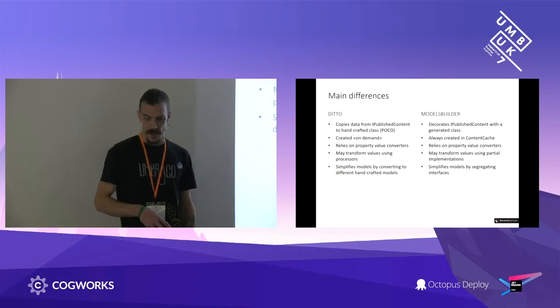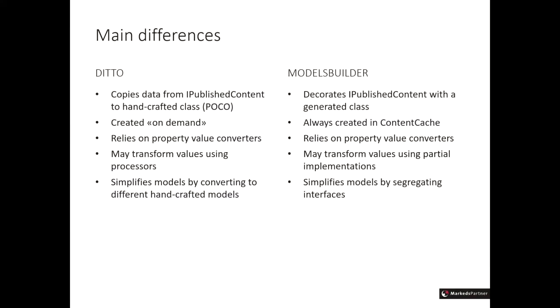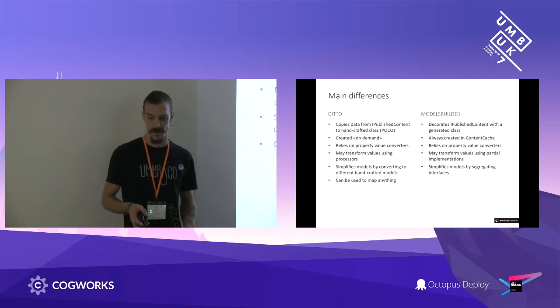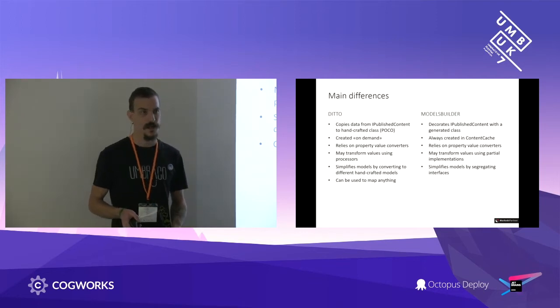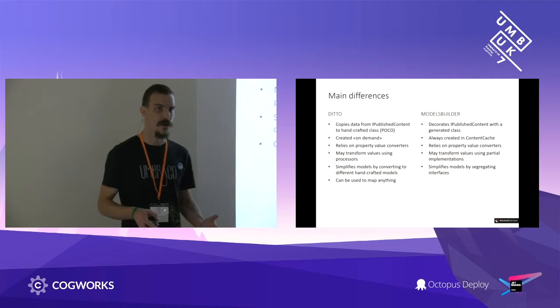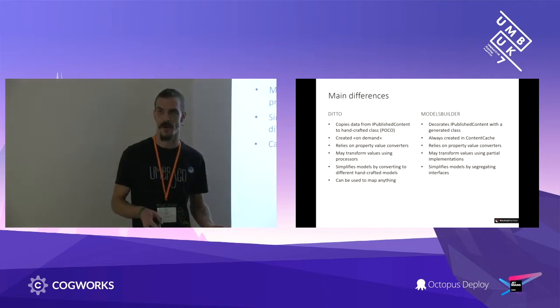And they both really simplify the way you work with your content in your views. The one thing that ModelsBuilder can't do is map from whatever class you have. While Ditto depends on Umbraco, you can still use it to map whatever to a POCO. So you can give it an e-commerce product, for instance.